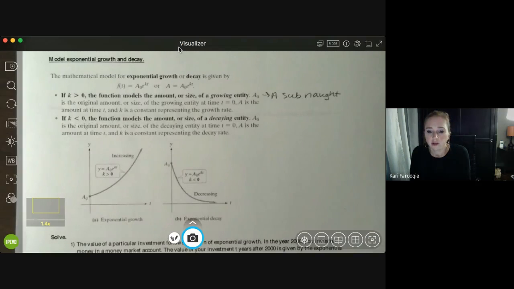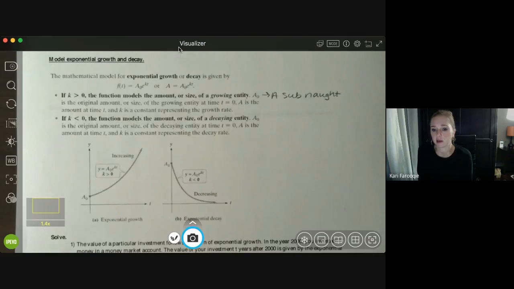That's the original amount or size of the growing entity at time t equals 0. So similar to when you were doing those investment problems and you were talking about the principal being your original amount, that's pretty similar to what A sub naught is here. A is the amount at time t, and k is the constant representing the growth rate. If k is less than 0, then the function models decay.